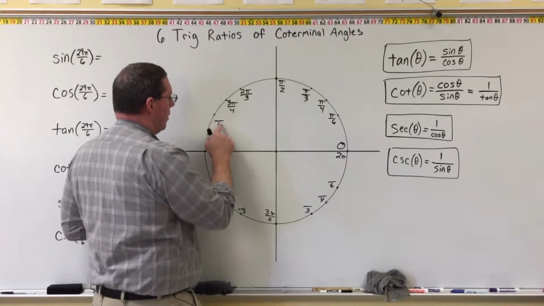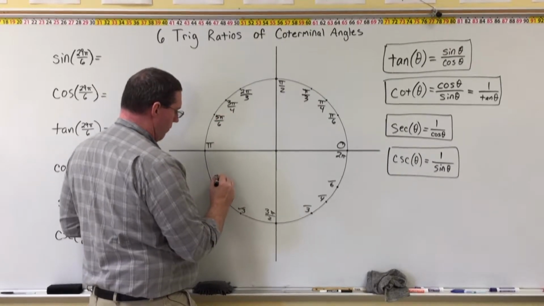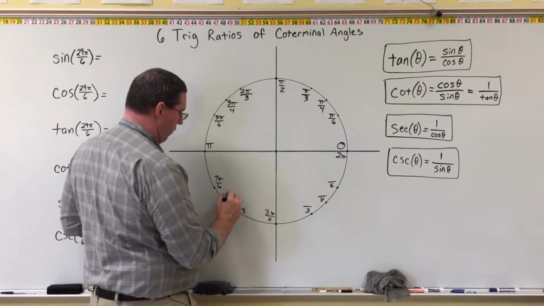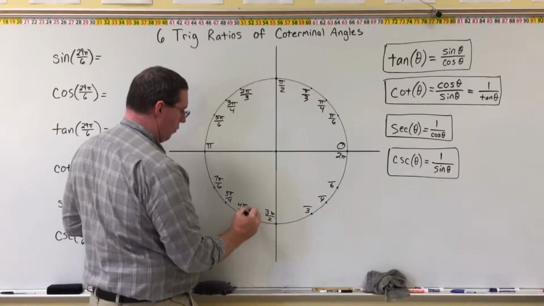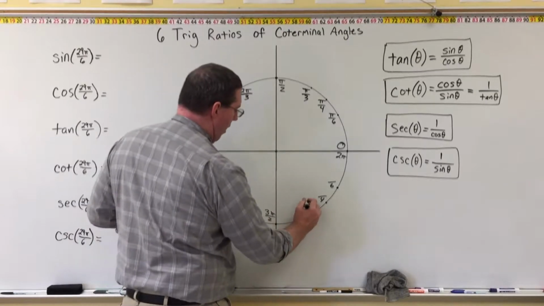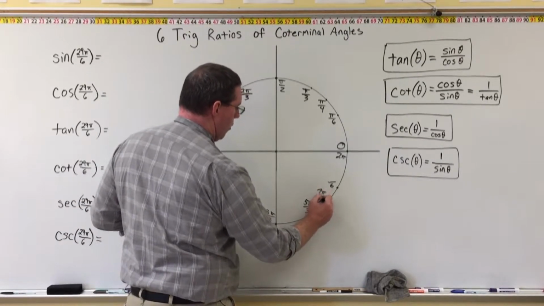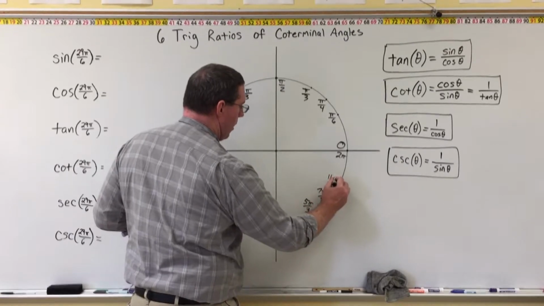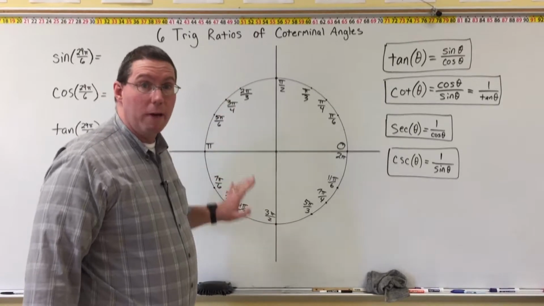Okay? Here this is going to be 5 pi over 6. This one down here is 7 pi over 6. This one is 5 pi over 4. This one is 4 pi over 3. Coming over here, we got 5 pi over 3, 7 pi over 4, and 11 pi over 6. Okay, I'm halfway done. I know I got these right. I've got all my angle measures.